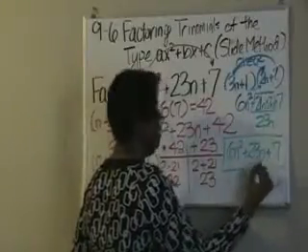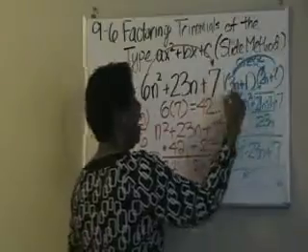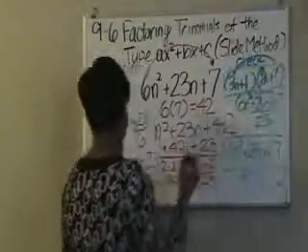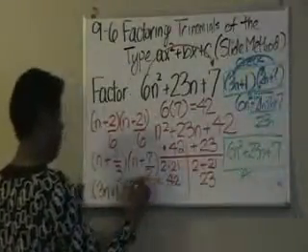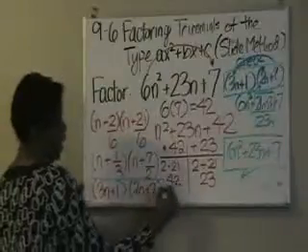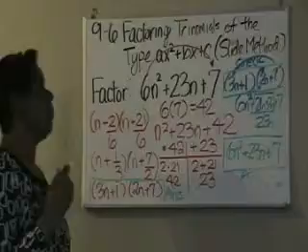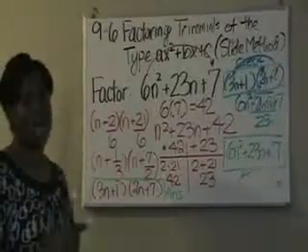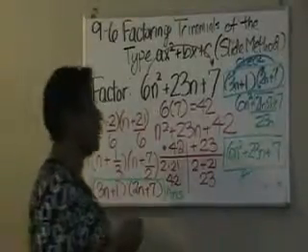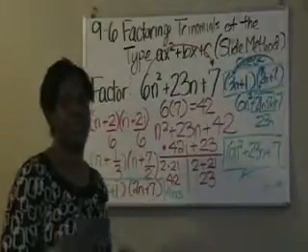This is my check, and this is actually my answer. So when I got this over here, this was my answer. They wanted to know the factors. These are the factors for 6n squared plus 23n plus 7 using the slide method. You can use the guess and check method, but this method is a lot easier.